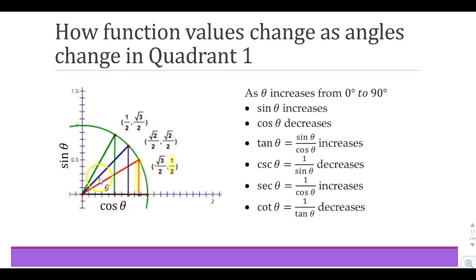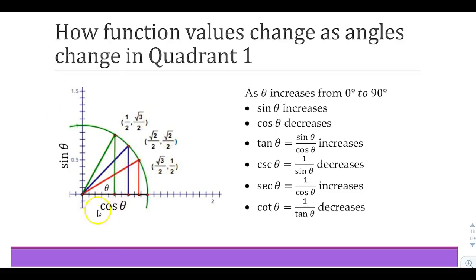As I move to an angle of 45 degrees, I'm looking at the y value. That y value has grown to the square root of 2 over 2. And as I move to 60 degrees, I can see that y value is the height of my triangle, and that y value becomes radical 3 over 2. Each of those y values was getting bigger as my angle increased. So as theta increases from 0 degrees to 90 degrees, sine of theta increases as well.